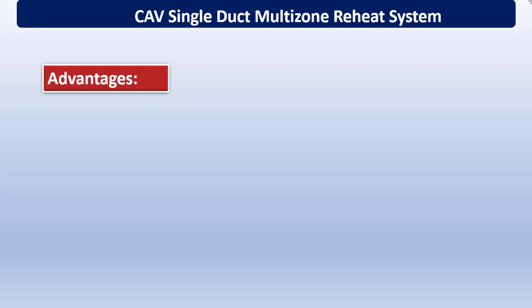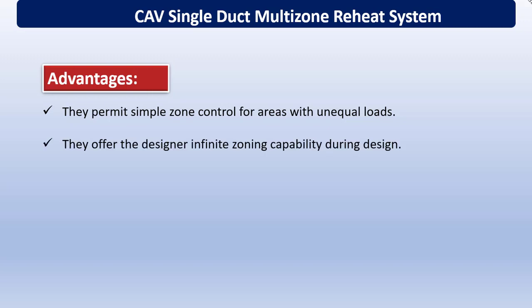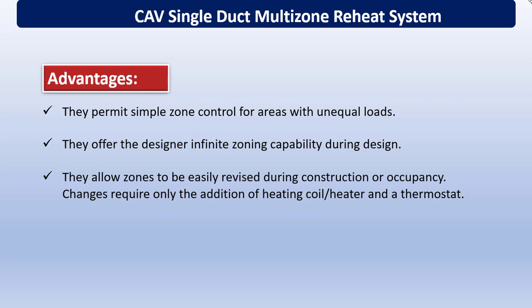Now let's have a look at some advantages and disadvantages of CAV single duct multi-zone reheat system. The first advantage is that they permit simple zone control for areas with unequal loads. They offer the designer with infinite zoning capability during the design. They allow zones to be easily revised during construction or occupancy. Changes require only the addition of heating coil or electric heater and a thermostat.